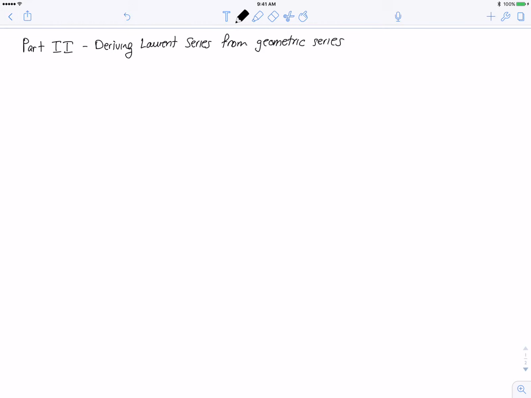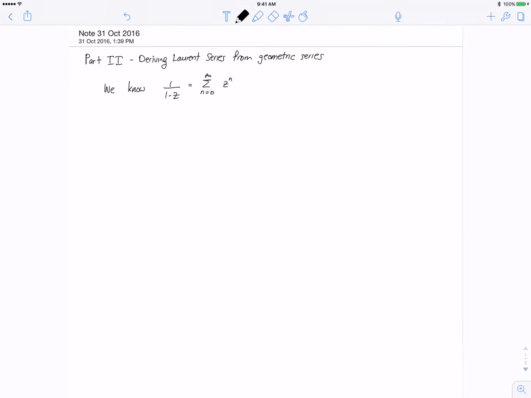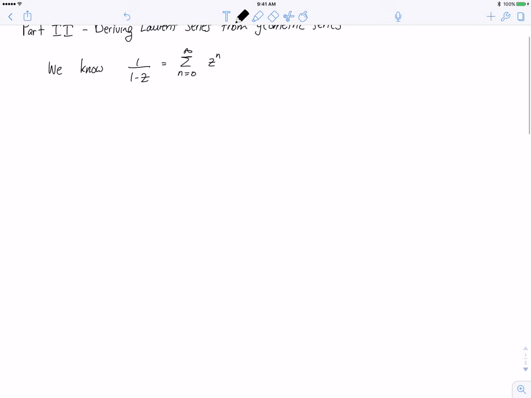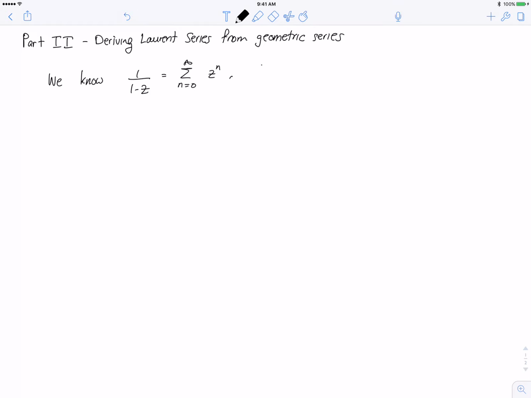So what's the basis for all this? Well, you should all know the geometric series of 1 over 1 minus z. This is the Taylor series expansion, the sum from n equals 0 to infinity of z to the power of n. And recall that this is valid if the modulus of z is less than 1, right? So we know this one.